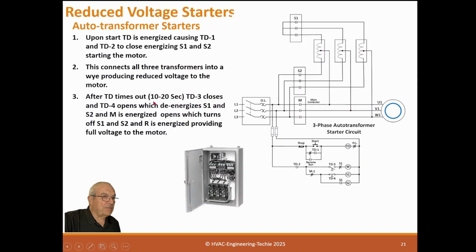After the time is out, 10 to 20 seconds, TD3 and TD4 open, which de-energizes S1 and S2, and energizes M. So now M is energized, and these two contactors open up, and this is energized, and it's now straight voltage to the motor, so now it's running at full speed. So this is an auto transformer motor starter. The part winding start is more popular, at least I've seen it more often. I haven't seen this one very often, but it is available.